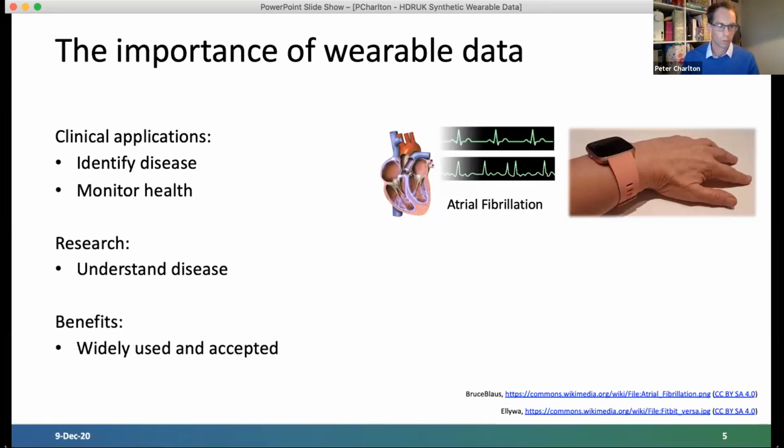Other areas of importance include monitoring health throughout daily life, for research to track people longitudinally and allow us to better understand disease. And the benefits of using wearables are that they are widely used already, and broadly, they're accepted.